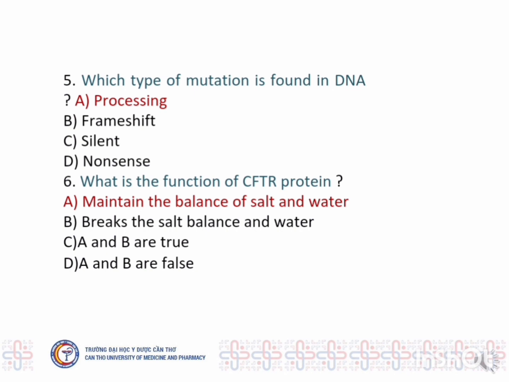Question 5. Which type of mutation is found in DNA? Option A. Processing, option B. Frame shift, option C. Silent, option D. Nonsense. The correct option is option A. Processing.